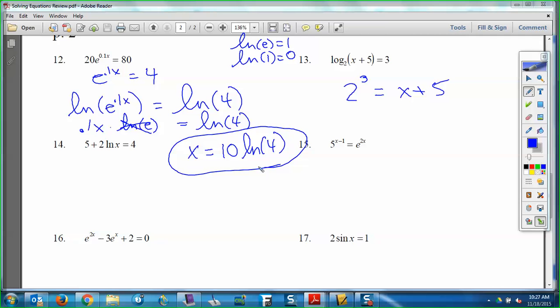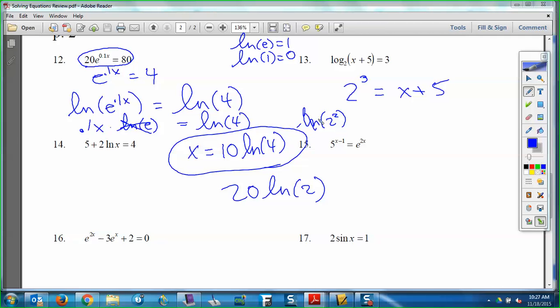Now, if you did this one on your calculator, if you typed this original problem in your calculator and told it to solve, number one, it would give you a decimal answer because of the 0.1. Okay? But if you put 1/10 there instead of 0.1, then it would give you an exact answer, but it wouldn't give you 10 ln 4, it would give you 20 ln 2. Why? 4 is 2 squared, and ln of 2 squared, we can bring the 2 down in front, and ln 4 is the same as 2 ln 2.